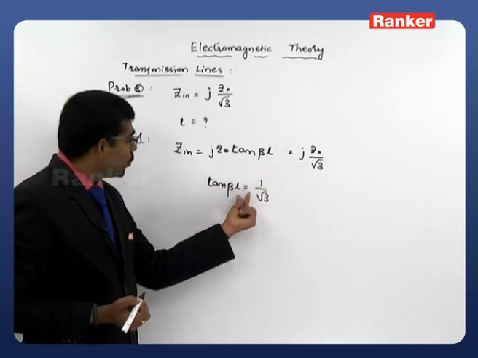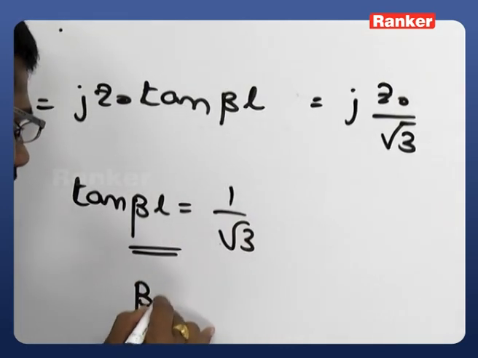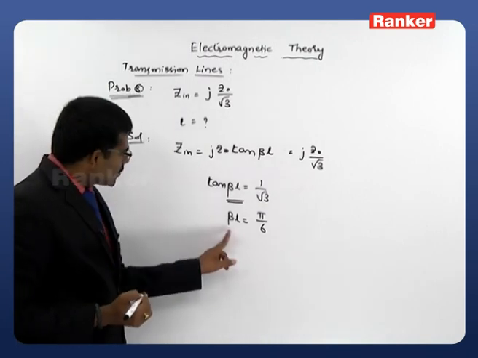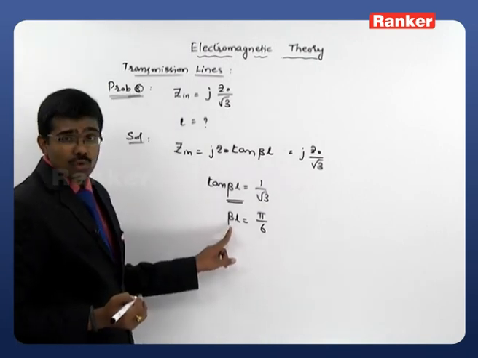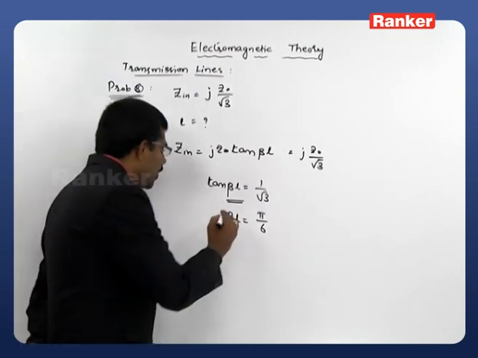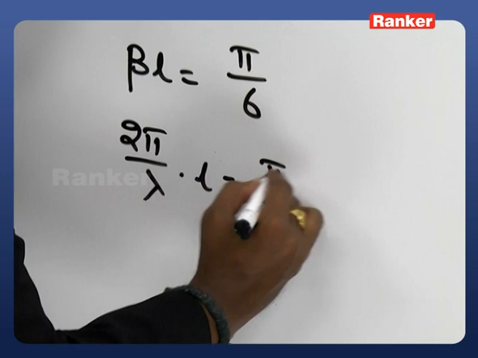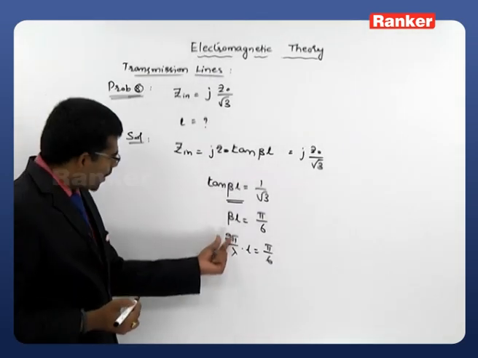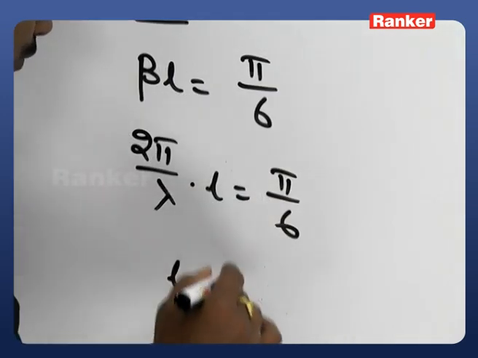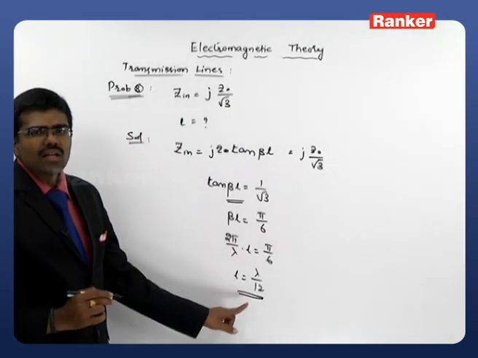What we got? We require only L. Here observe beta L. The possible value of beta L is pi by 6. We don't want the electrical length, we want only the length. For that you need to eliminate beta. We have beta equal to 2 pi by lambda, so 2 pi by lambda into L is equal to pi by 6. Just replace beta with 2 pi by lambda, pi will be cancelled, and after simplification you will get L equal to lambda by 12. So the length of our transmission line is simply lambda by 12.